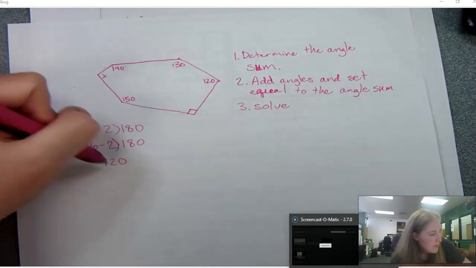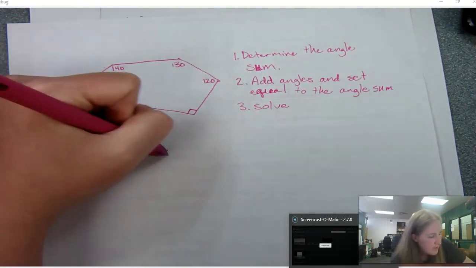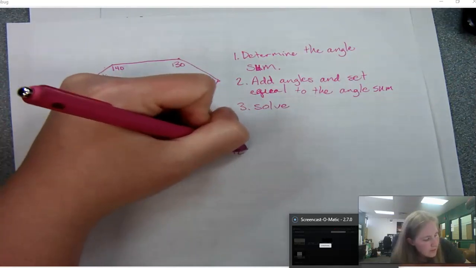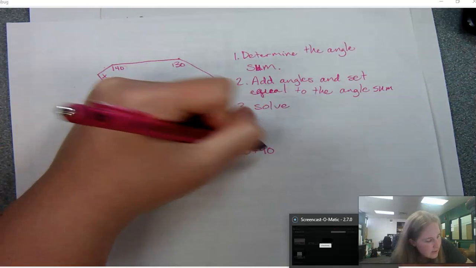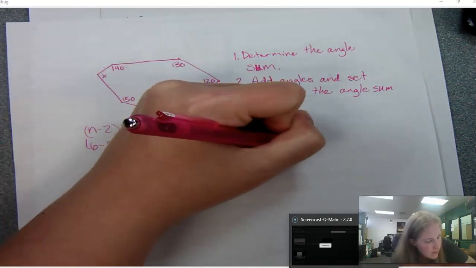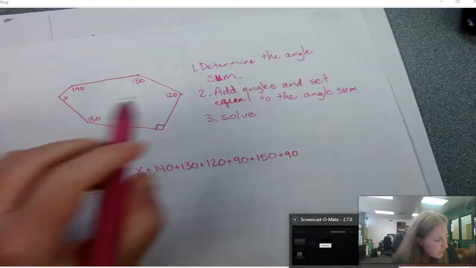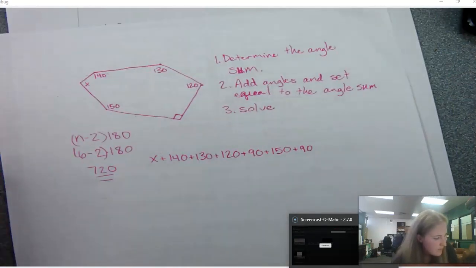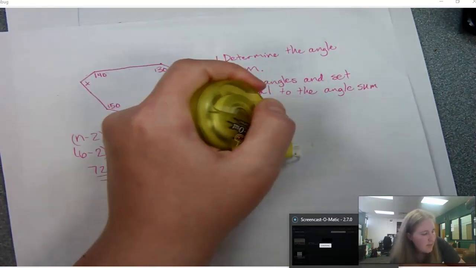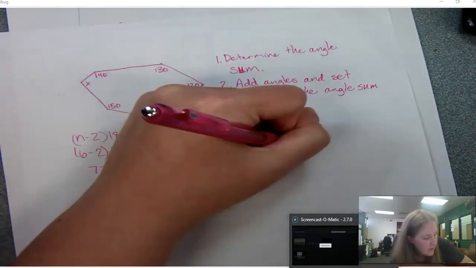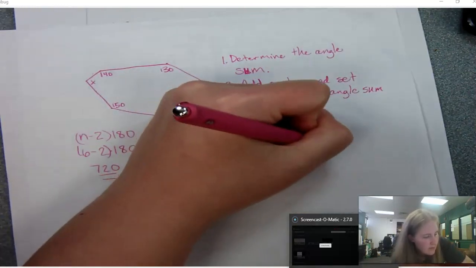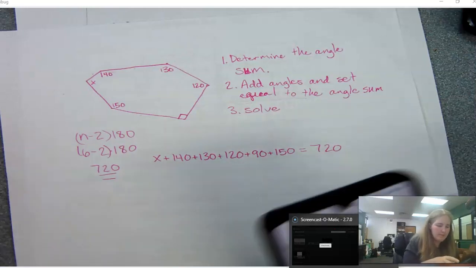Okay, so here's my angle sum. I'm going to add all these: x plus 140 plus 130 plus 120 plus 90 plus 150 plus... I don't know why I added that 90, because I'm crazy. Thank goodness for whiteout. So I've got 1, 2, 3, 4, 5, 6 angles equal to 720.